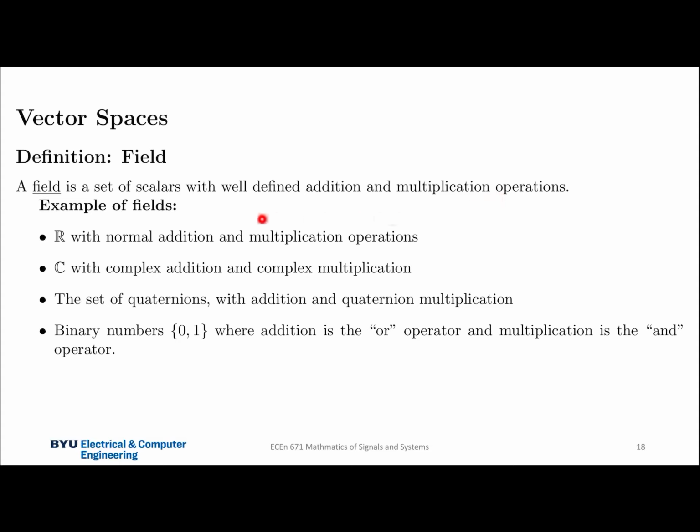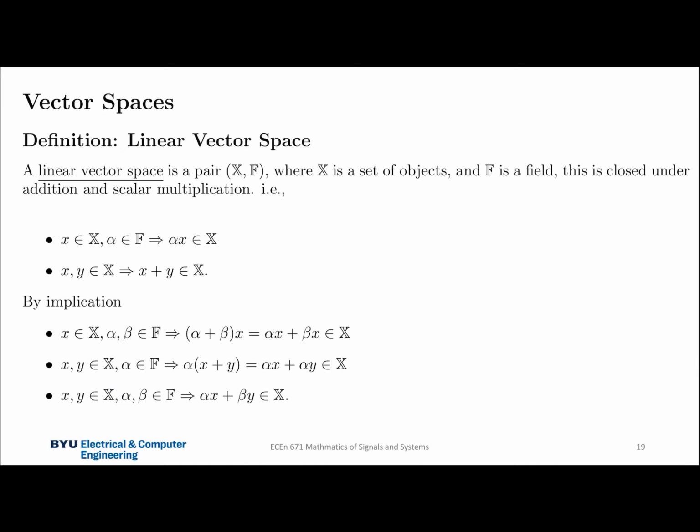Examples of a field might be simply real numbers with normal addition and multiplication. Might be complex numbers with complex addition and complex multiplication. Could be a set of quaternions with addition and multiplication. Or maybe a set of binary numbers where the addition is the OR operator and multiplication is the AND operator.